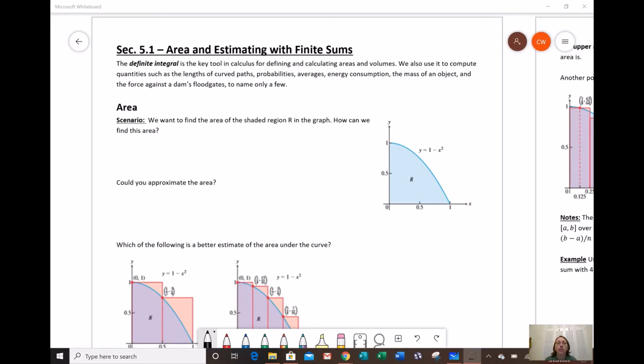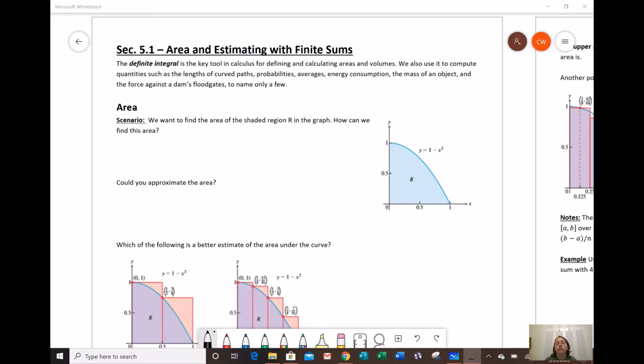So the definite integral is the key tool in calculus for defining and calculating areas and volumes. In the world, we know how to do area and volume of certain objects, but calculus allows us to do other shapes that are more unusual. We also use it to compute quantities such as lengths of curved paths, probabilities, averages, energy consumption, the mass of an object, and the force against a dam's floodgates, to name only a few.